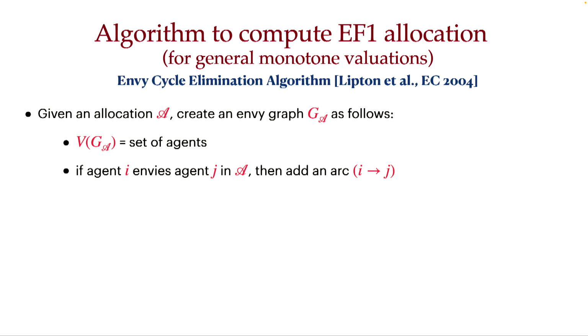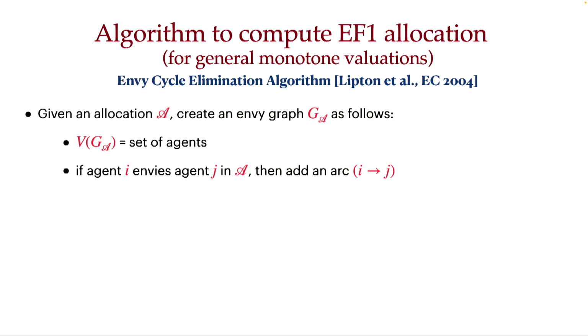So, I will quickly repeat. This algorithm is for general monotone valuations. Now, given an allocation, we will create an envy graph. When we are saying allocation here, it need not be a complete allocation, it is just a partial allocation, and to begin with it could be the empty allocation. Now, the vertex set of this graph is the set of all agents, and the edge set is just a directed graph, we are calling it the envy graph because it is to capture envy. Now, if an agent i envies agent j, then we add an arc from i to j.